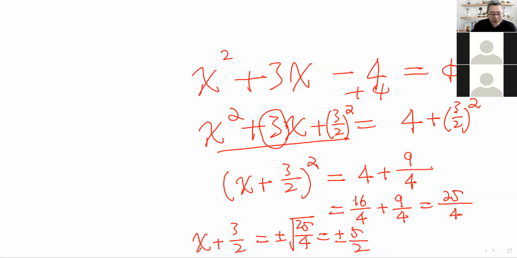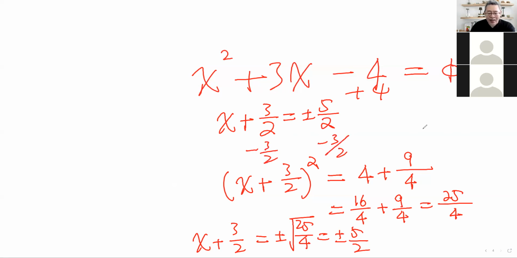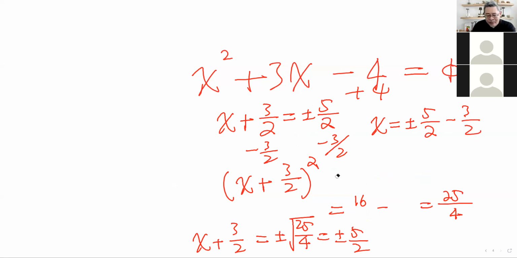All right. So now we've got x plus 3 over 2 equals plus or minus 5 over 2. In order to find x, we subtract 3 over 2 on both sides, and our x is equal to plus or minus 5 over 2 minus 3 over 2. And now we can see that we have two solutions.